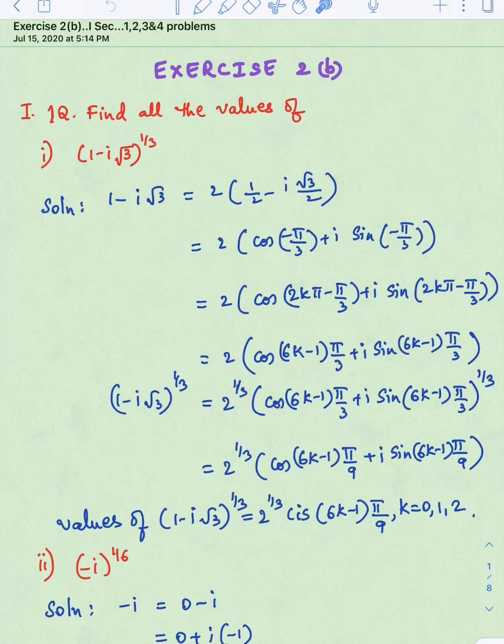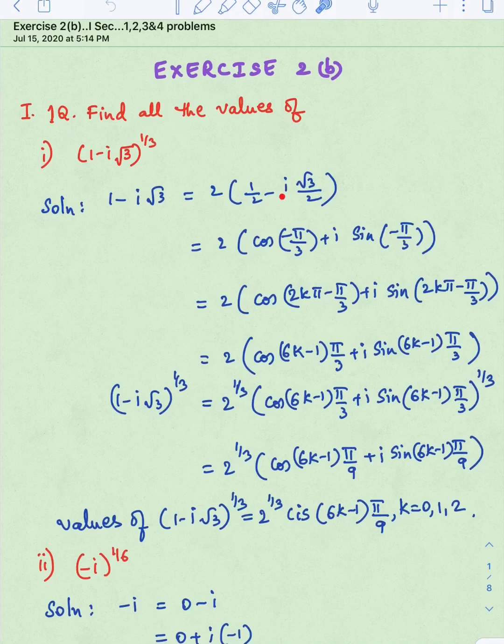(1 - i√3)^(1/3). First of all, we should take 1 - i√3, which is in brackets. That is written like this. You can cancel so that you get the same. That is, you are multiplying and dividing by 2 here for this and this also. And in these two terms, 2 is common. So that you got this one.